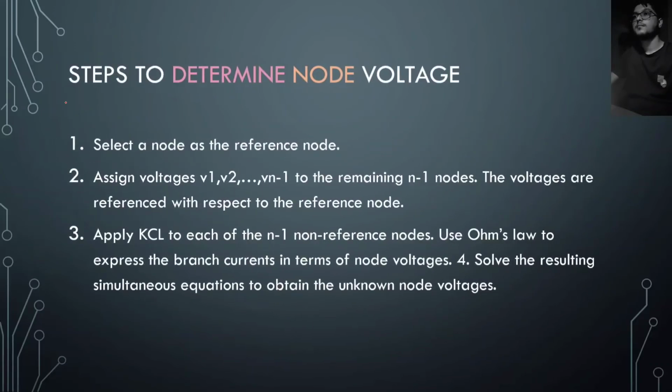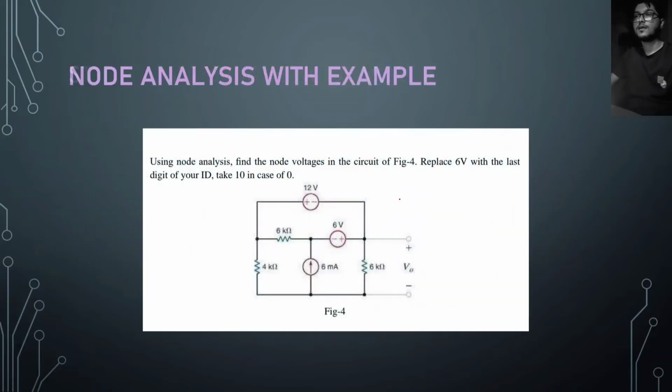Then the steps to determine node voltages. The first thing is to select the reference node. We will assign the reference node, then we will assign all of the nodes, then we will apply KCL from the nodes. There is a question about the node analysis.